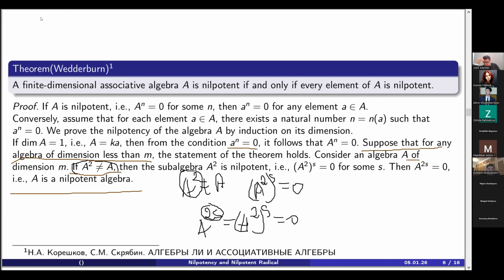What does induction mean? Induction method. Firstly, we show n equal to 1. Then we suppose that it is shown for m equal to 1.